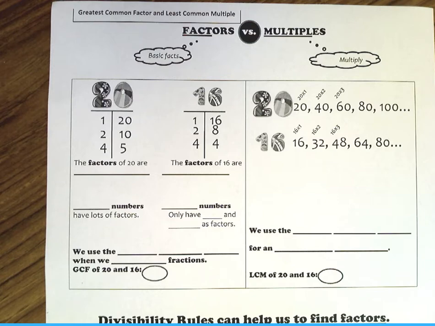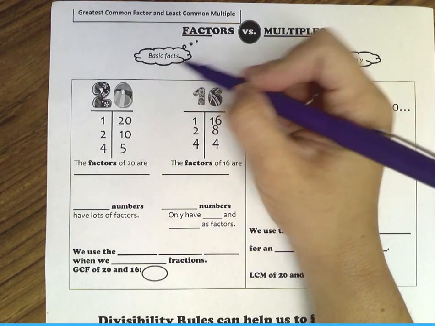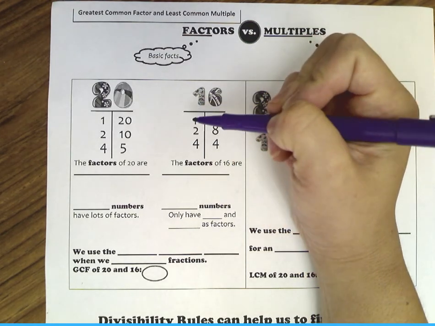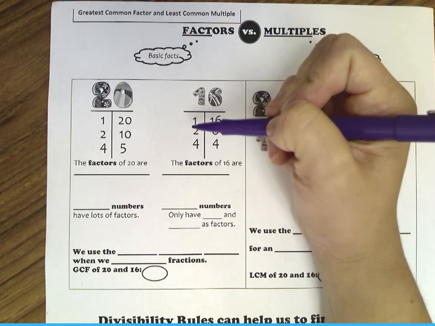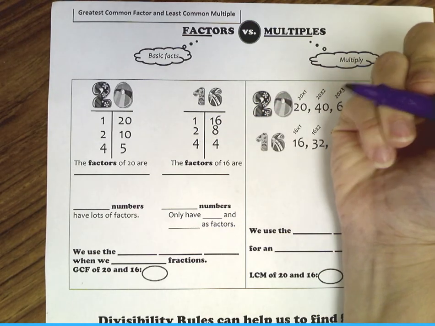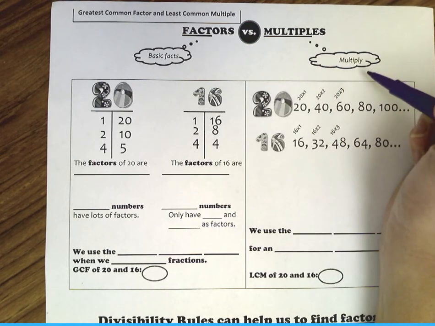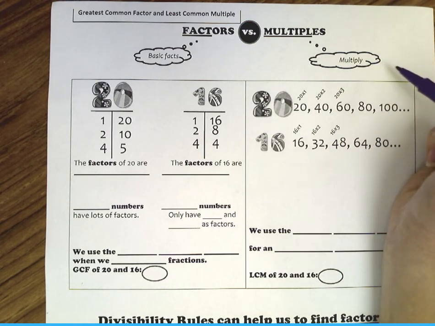Factor and least common multiple. When you hear the words, you hear factors and multiples. Factors, basic facts. So that's like 2 times 2 is 4, 4 times 3 is 12. Things that you multiply to get something else. Multiples is when you multiply, so you list the number multiple times.